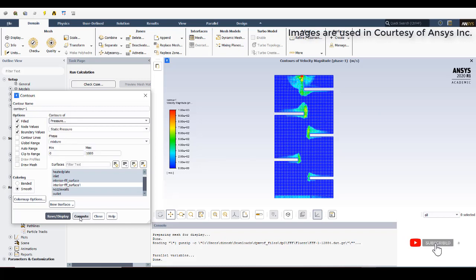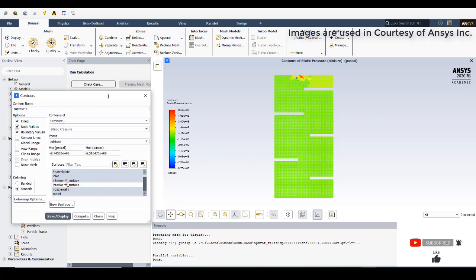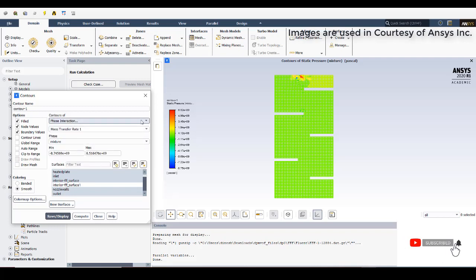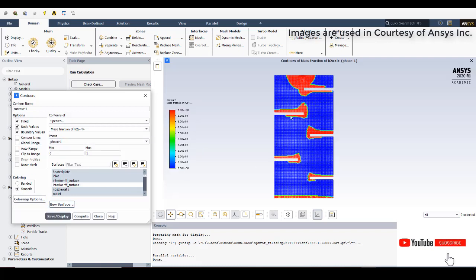Similarly, you can check for pressure also. Here we have given 6.5 times 10 to the power 9 Pascal. This is the peak pressure observed, and there are some negative pressures also. I have not used such a refined mesh because it's a student version. And you can go for phase interactions, as I mentioned, mass transfer rate, conversion of water vapor to water, and all those things. You can also display the species mass fraction. You can observe the mass fraction that is being formed on the plates as well as when it is being injected from the nozzle.